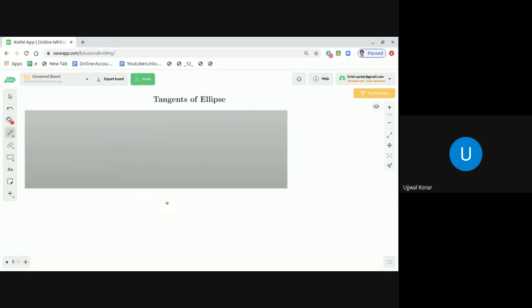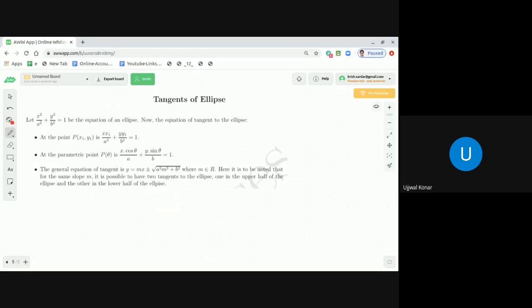Now, the equation of the tangent to the ellipse at any arbitrary point P(x1, y1), which has the Cartesian coordinates x1, y1, is nothing but x x1 by a square plus y y1 by b square equal to 1. That is the equation of the tangent to the ellipse at any arbitrary point P(x1, y1).